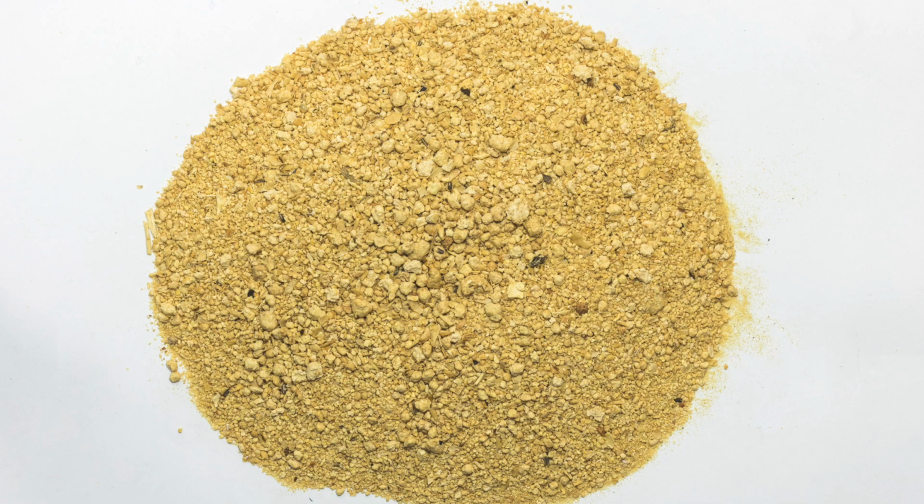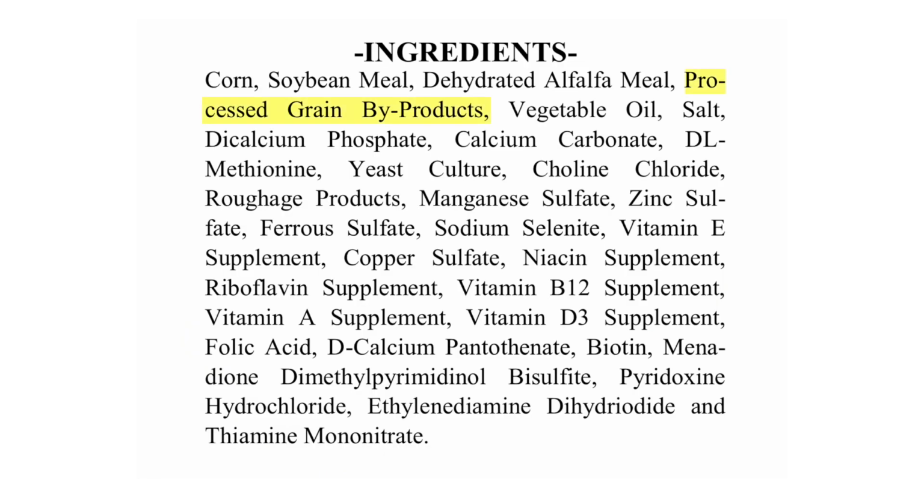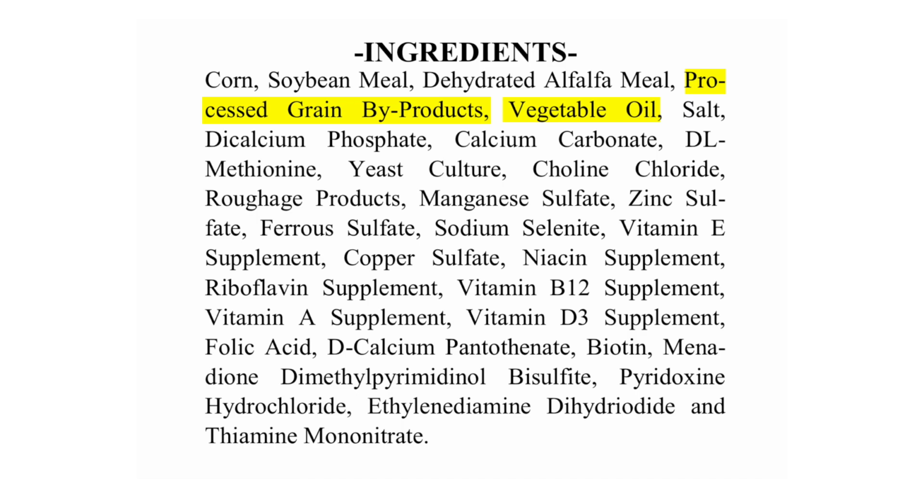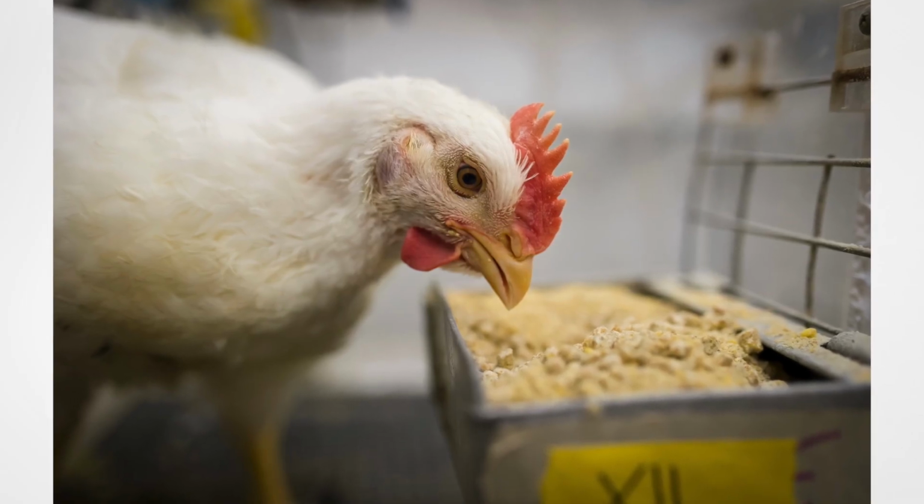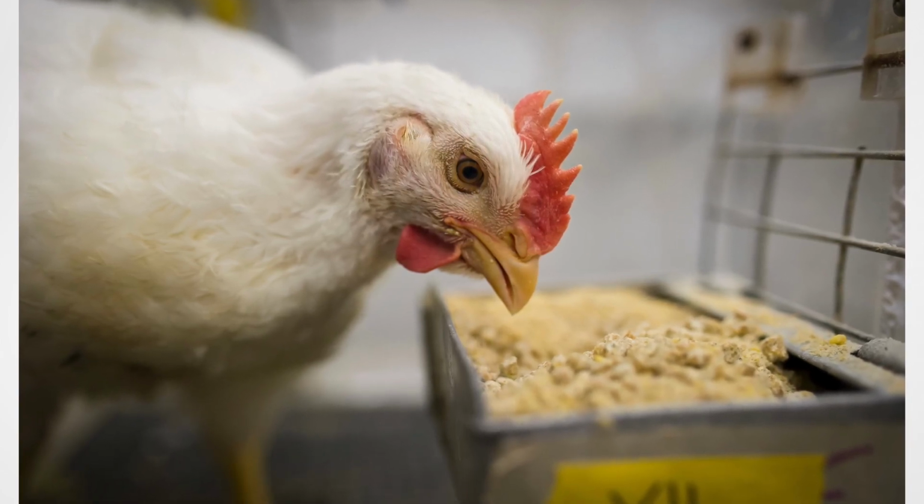The next ingredient is dehydrated alfalfa meal. This is an ingredient that is utilized to increase the orange color of the yolk. It really makes a nice orange fried egg. Processed grain byproducts are another option utilized to fill that grain protein and energy need, followed by a fat source, which is vegetable oil. This helps to increase the handling of the ration, it helps to reduce dust, and actually increases the palatability of the ration.